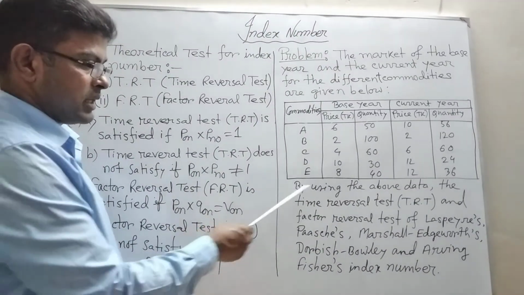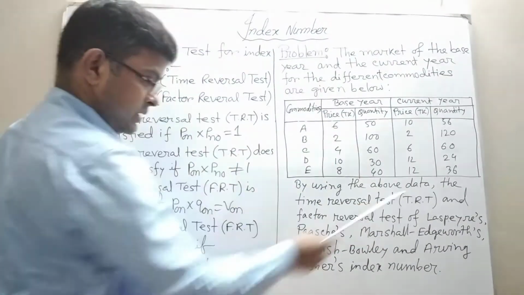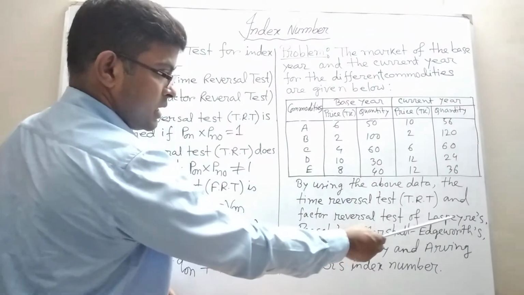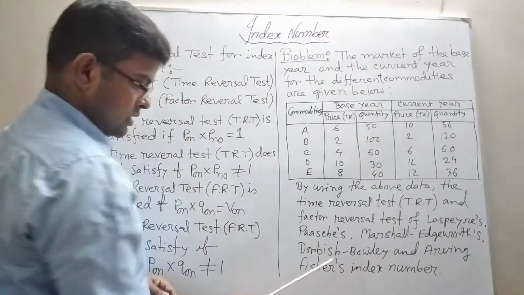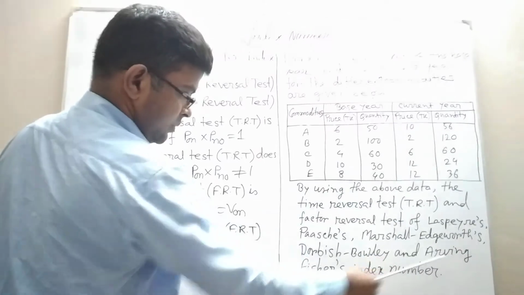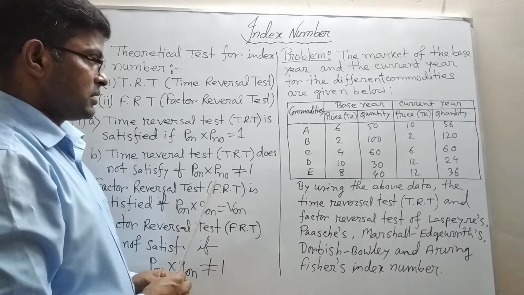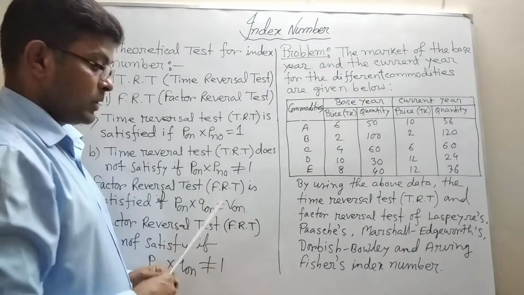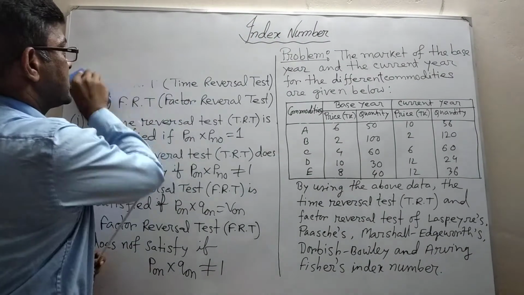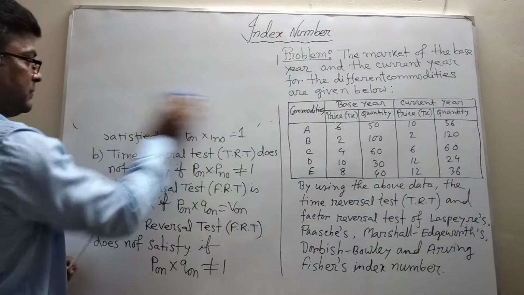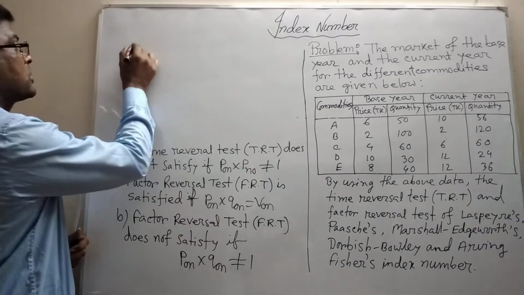Now using the above data we can calculate the time reversal test TRT and factor reversal test of Laspeyres', Paasche's, Marshall-Edgeworth, Dorbish-Bowley and Irving Fisher's index numbers. Dear friends, now solve this problem. At first, the necessary calculation for the table. Solution.